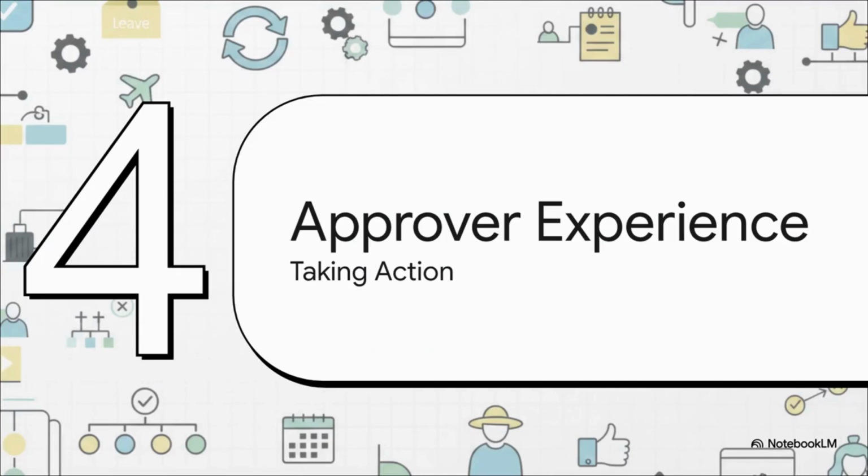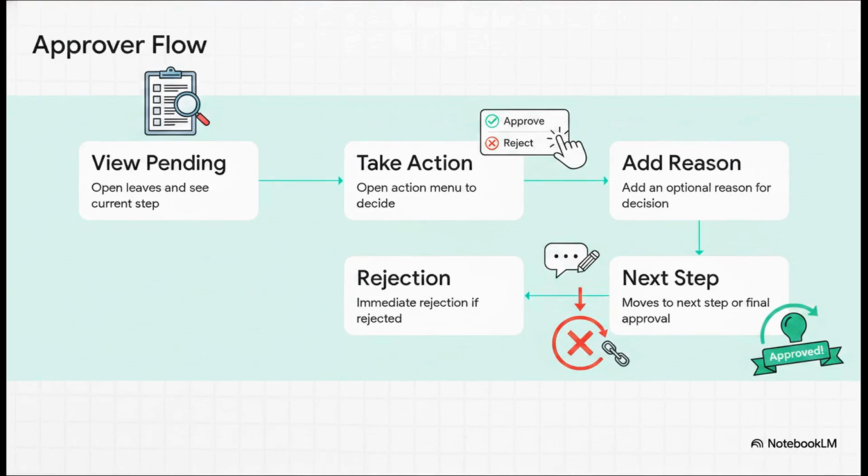Section 5, the approver experience, taking action. Now, let's flip the perspective. The approver takes really straightforward actions here. They just view their pending leaves, open the action menu, and choose either approve or reject, optionally tossing in a reason. If it's approved, it moves right along to the next step or gets finalized. But, and this is a super vital system rule to remember, if any approver in the chain rejects the request, it is rejected immediately and the workflow stops right then and there.